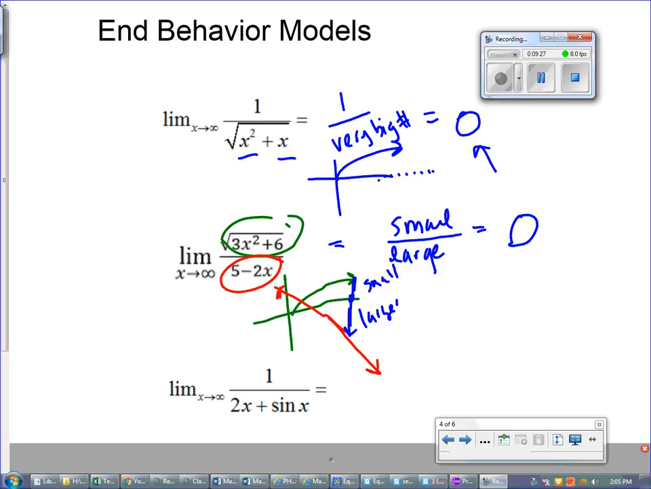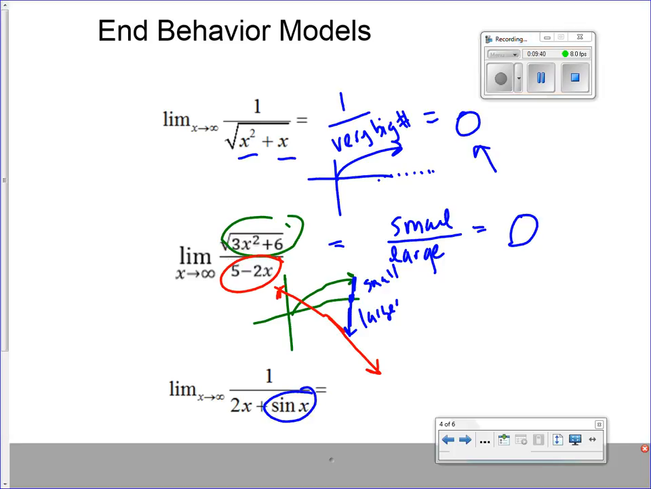All right, so the last one, we're going to look at another function that has trig in it. So we have 1 over 2x plus sine x. If you take a look at sine x, what does sine x do as you go to infinity? Sine x just oscillates between 1 and negative 1. So this is really like saying 2x plus 1 at the very most, or at the very least, it's like saying 2x minus 1.